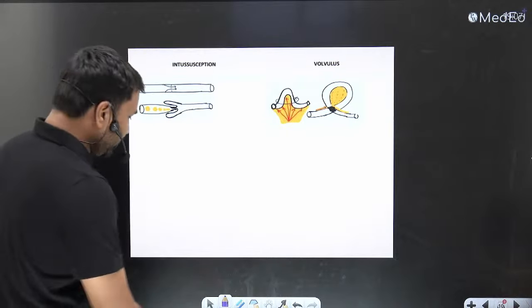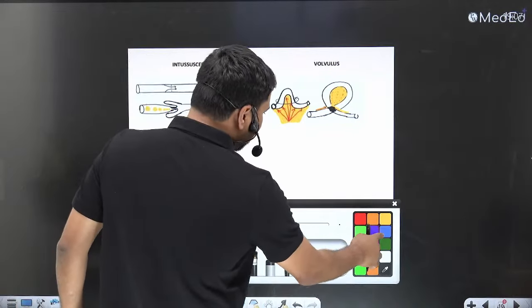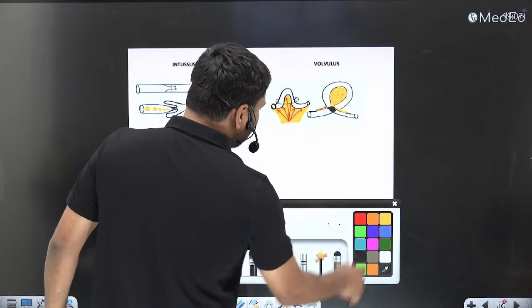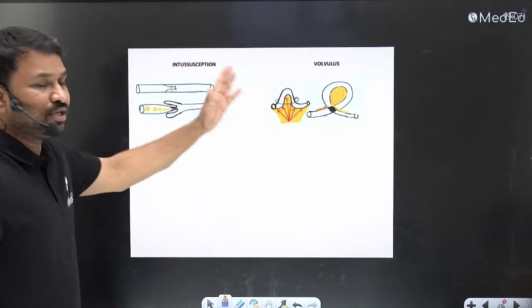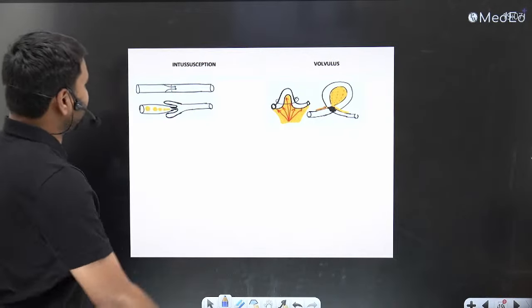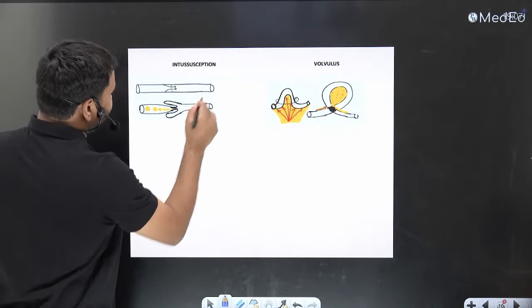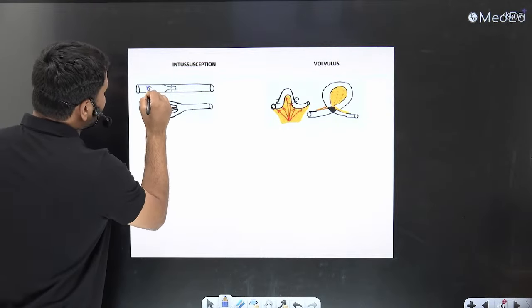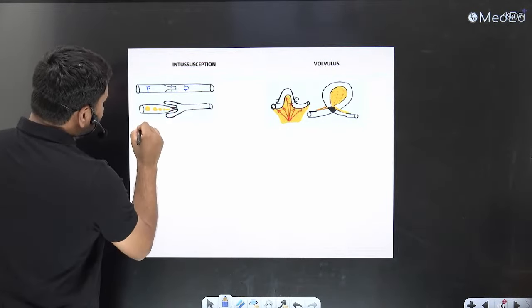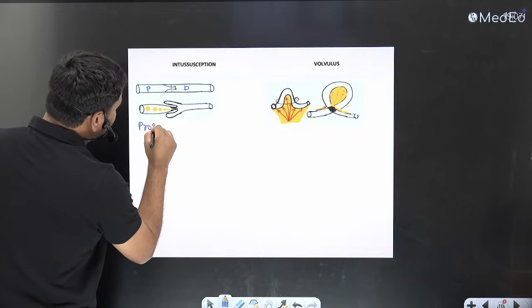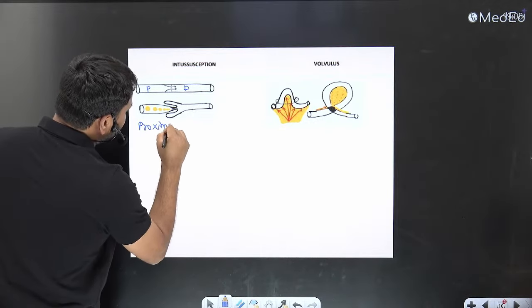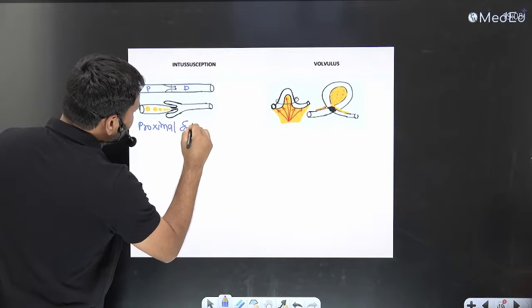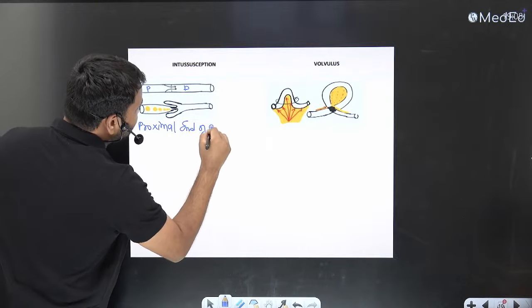Now, in terms of intestinal obstruction, I have two disorders. Number one is going to be intussusception. Number two is going to be volvulus, right? Intussusception, if I talk in general, by definition, if this is the proximal end, this is the distal end. It is the proximal end of the bowel telescoping.